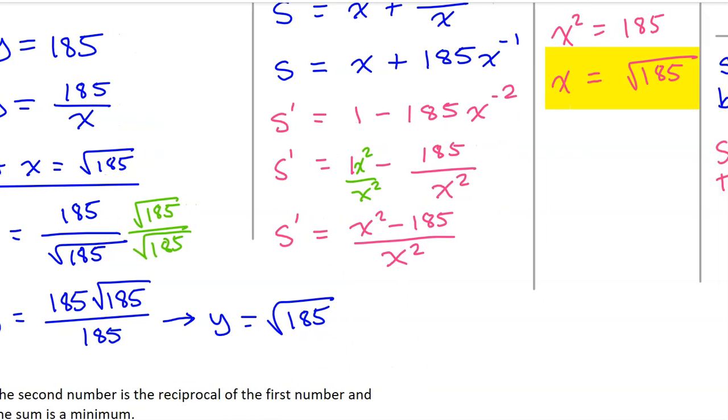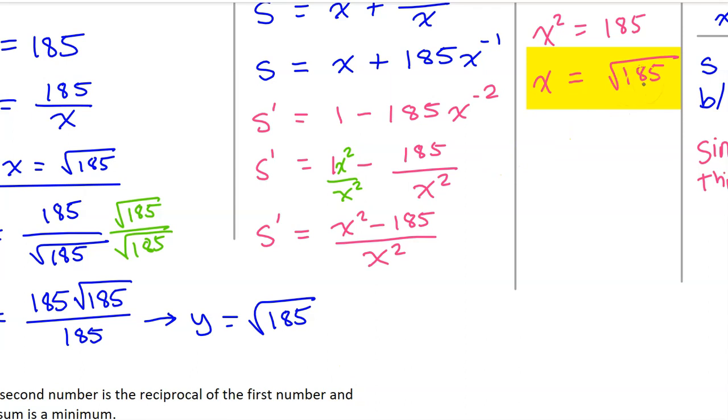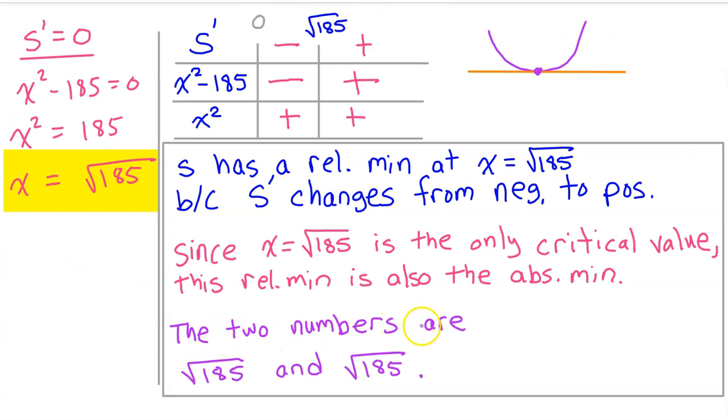Okay, so x equals radical 185 and y equals radical 185. Let's add that third statement onto our final answer. The 2 numbers are radical 185 and radical 185.